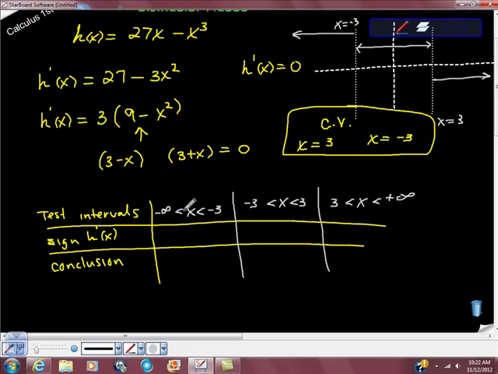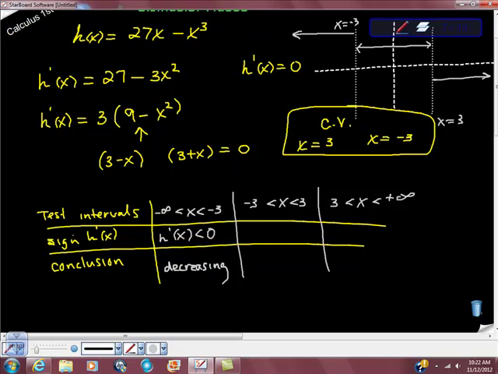Let's choose a test value in here, like negative 4. If we put negative 4 in here, what's going to happen? Yeah, the whole thing is going to be negative, isn't it? So h prime of x in this interval is less than 0, so this should be decreasing.